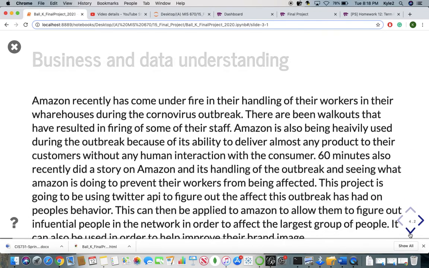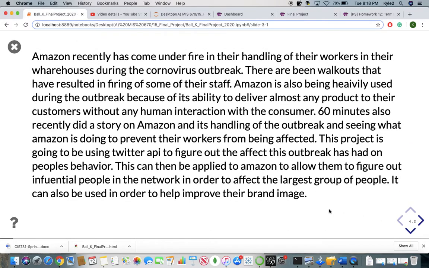Business understanding: what the project scope is. Amazon's recently come under fire, even from 60 Minutes, for the way they've been treating their workers and the outbreaks they've had at their plants and just the way they've been handling the whole thing. So how has this affected their brand and how is the virus doing currently? And how can Amazon look at the virus and Twitter analytics and also their own brand and see how they can improve?